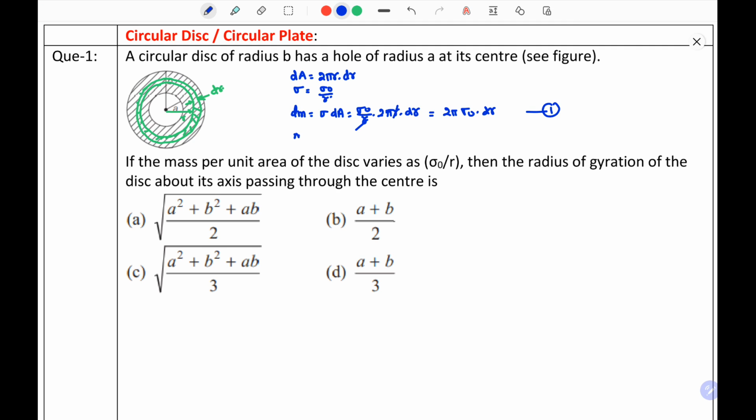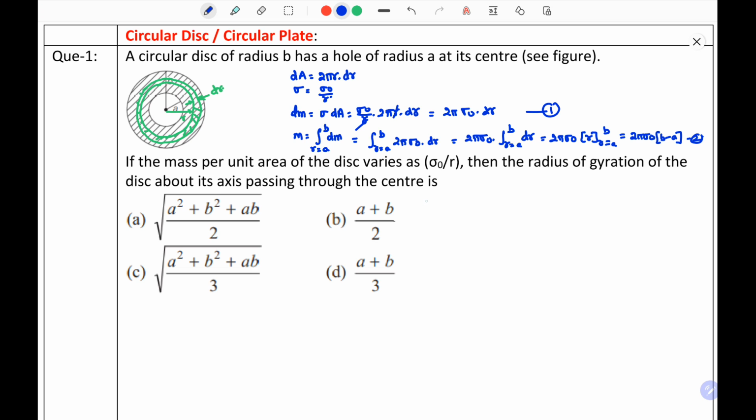To find the total mass of the disk, we have to integrate this dm from r equal to a to b. This will give integral r equal to a to b of 2 pi sigma naught dr. This will be equal to 2 pi sigma naught into integral r equal to a to b dr, and it will be equal to 2 pi sigma naught. Integral will be r with limits r equal to a to b. First we will put upper limit, then minus, and then lower limit. So it will give 2 pi sigma naught (b minus a). This is our equation number 2. This is the total mass of the disk.